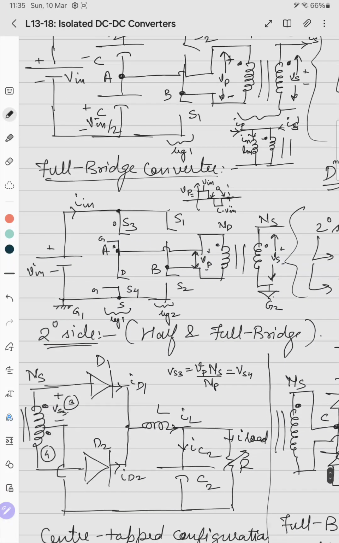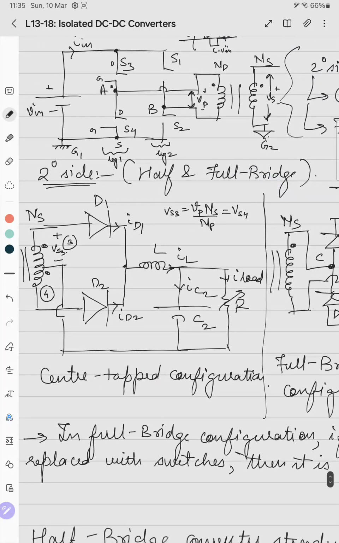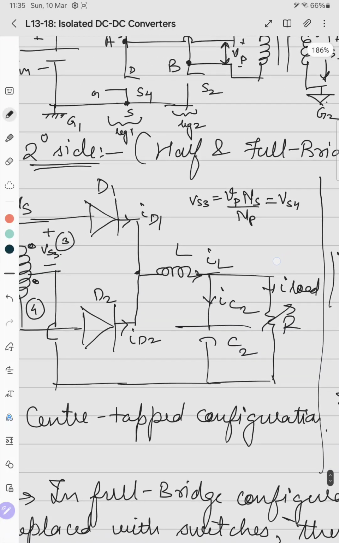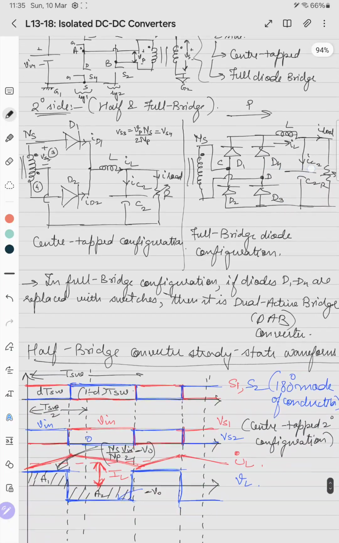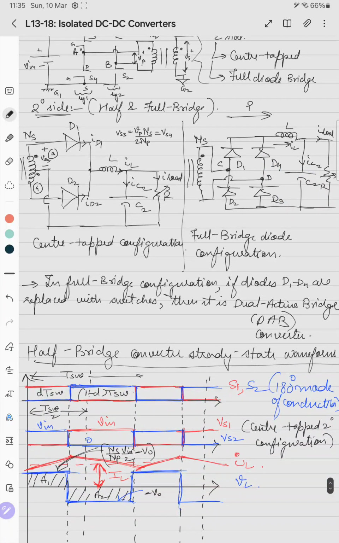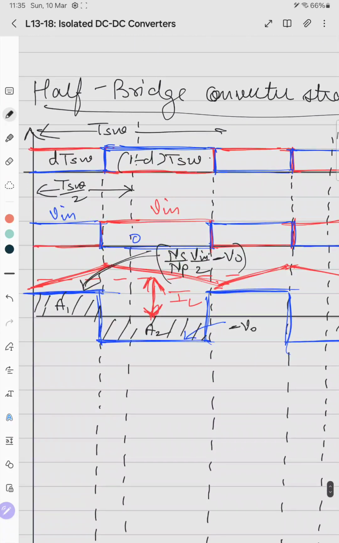So what happens is this voltage which is induced, out of Ns, it will be Ns by 2. And the voltage across primary is what? V in by 2. So Ns by Np into V in by 2, it will be V in by 4. So this becomes V in by 4.